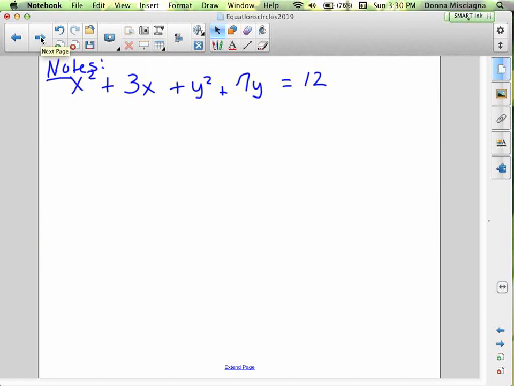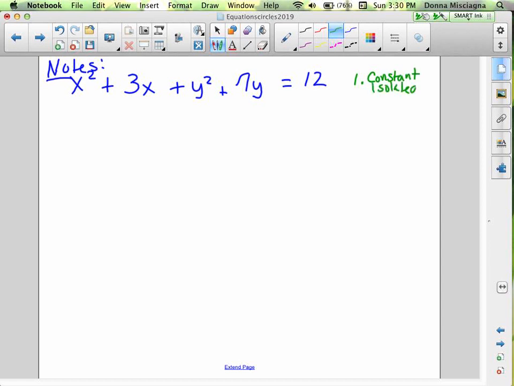All right, so, and I have a note that says this should be in the notes. x squared plus 3x plus y squared plus 7y equals 12. Steps 1 and 2 are already taken care of, right? The constant is isolated. 12 is all by itself. x terms are together. And the y terms are together. So that's already taken care of. We don't have to worry about that one. So that's a check for those 2.